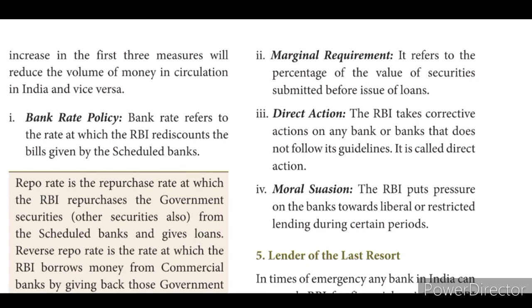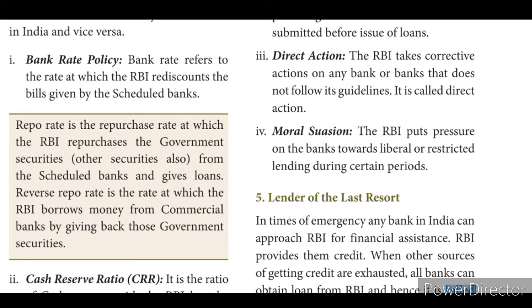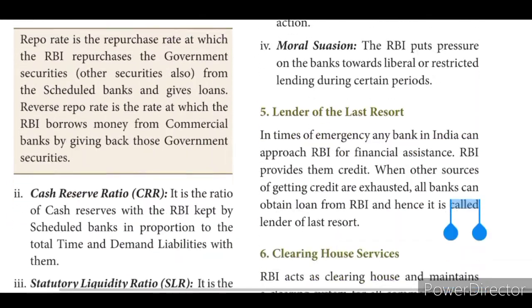Moral suasion means the RBI puts pressure on the banks towards liberal or restricted lending during certain periods. So the RBI puts some pressure on the banks, and they will put some restrictions on the lending to people. That is moral suasion.